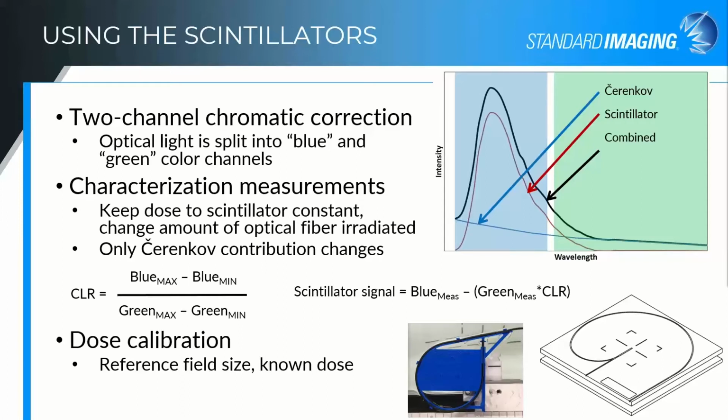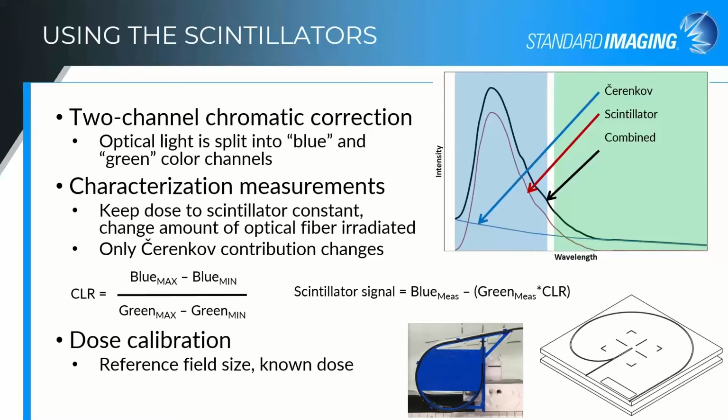Anyhow, we're using this 2-color chromatic correction. Our scintillator is a blue scintillator, and so the majority of the signal falls into kind of that blue portion of the spectrum. The Cherenkov is a broad spectrum light, so it falls into both what we call the blue portion of the spectrum and the green portion.